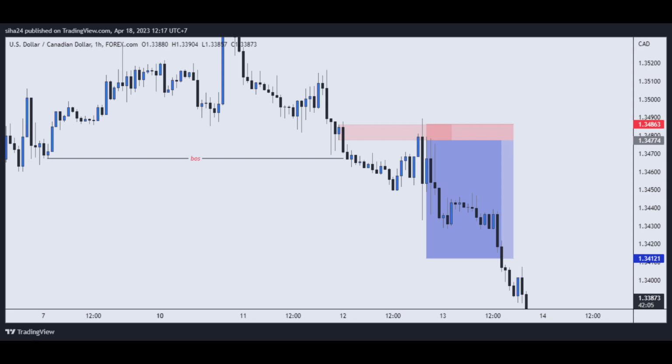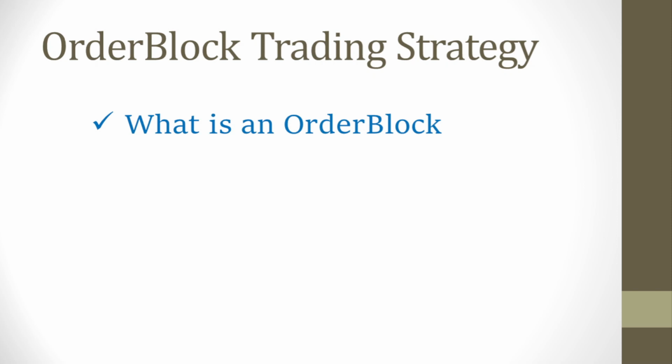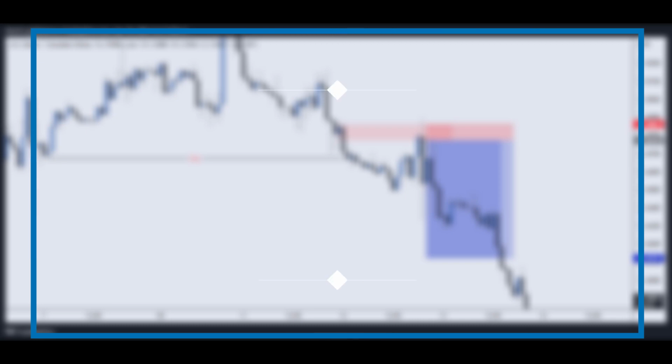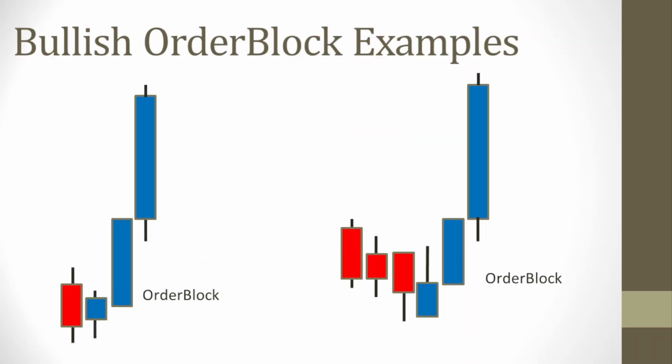Let's get started. Before trading order blocks effectively, you need to know a few things about smart money concept trading, such as order block, change of character, and finally, breaker structures. So, an order block is a final candle or series of candles before an impulsive move leading to a change of character or breaker structure.